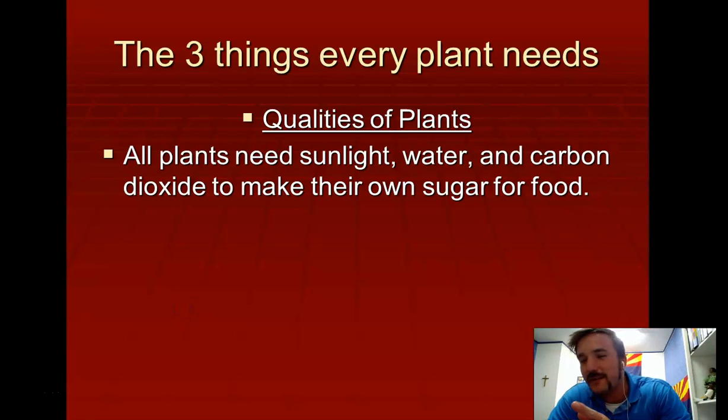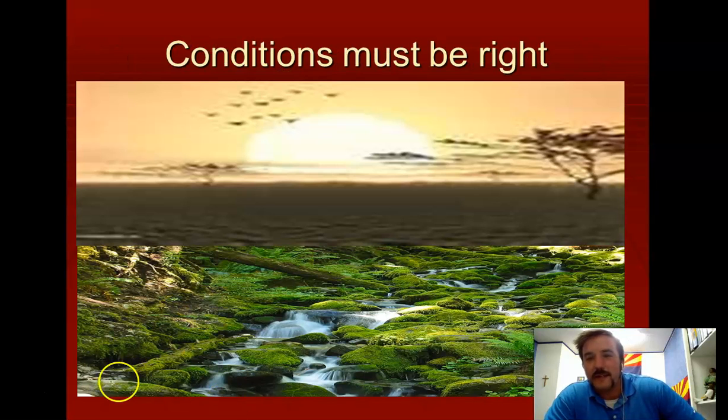Here's that first question we already talked about, which you could probably write in. You don't even need to pause the video, but plants need specifics. They need carbon dioxide or air. They need water. They need sunlight. That's how they make their food. And conditions have to be right.